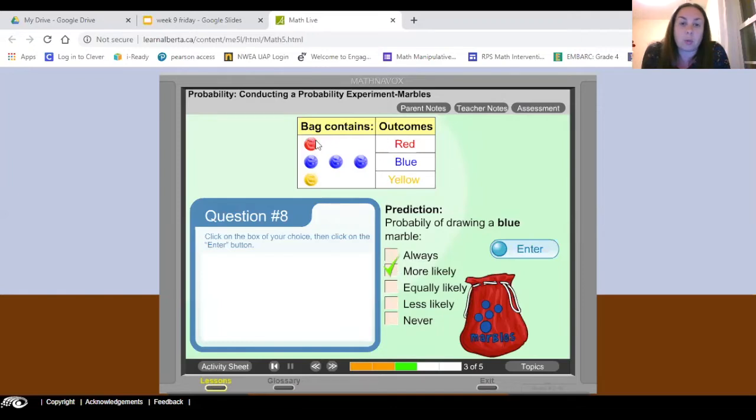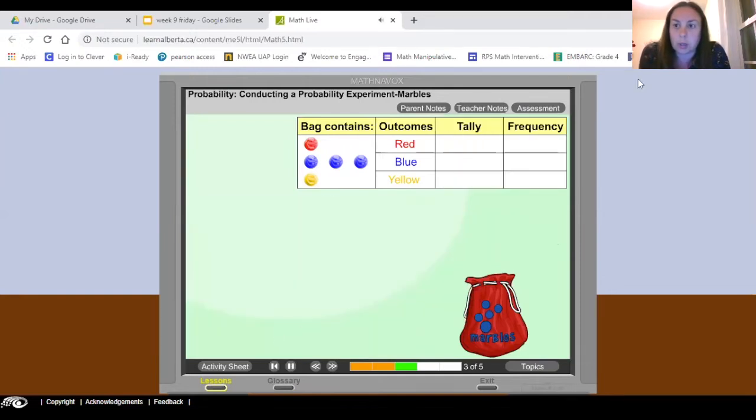I could say also that red and yellow are equally likely because they each only have 1 marble in the bag, 1 red and 1 yellow. All right, so we're saying that blue is more likely. That is the question to our experiment, and that is our prediction.